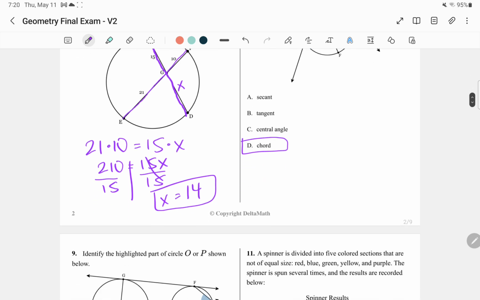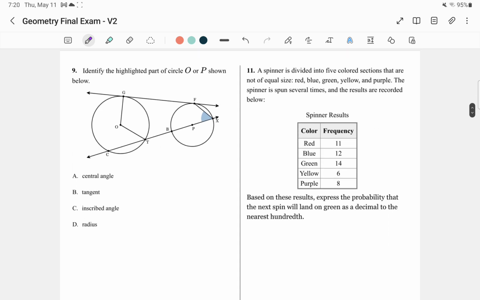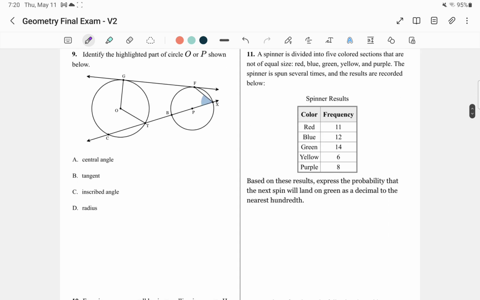All right, and number 9. Identify the highlighted parts. Again, there's another angle. This time the vertex is on the edge here. So that is an inscribed angle.